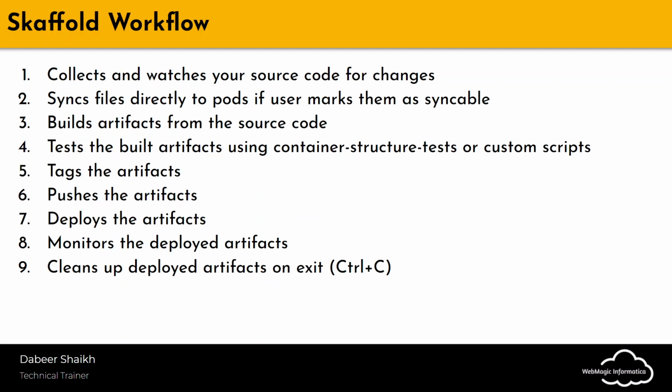When you talk about the workflow of Skaffold, the following steps are taken. First, it will collect and watch for changes inside your source code. If the changes can be directly synced to the pod, it will try to sync those changes, or else it will build an artifact from the code. When I say artifact, here it would be a Docker image. It will test the artifact by using testing tools like container structure test, or you can even run custom scripts. Then it can tag your Docker images, push them, and finally deploy the artifact.